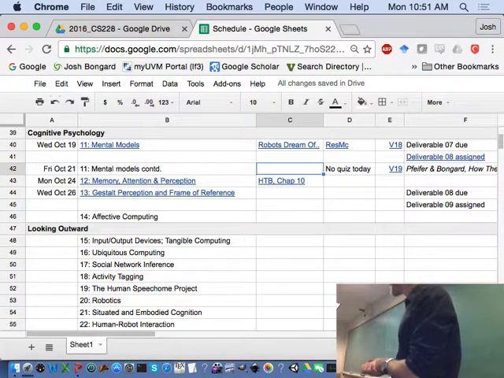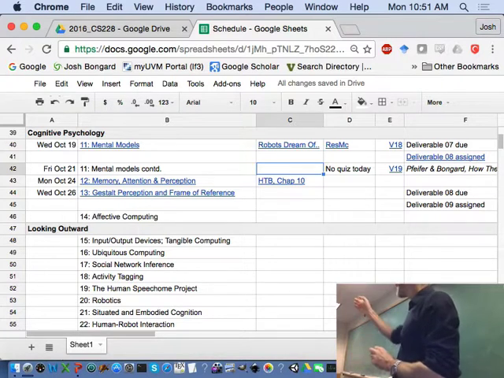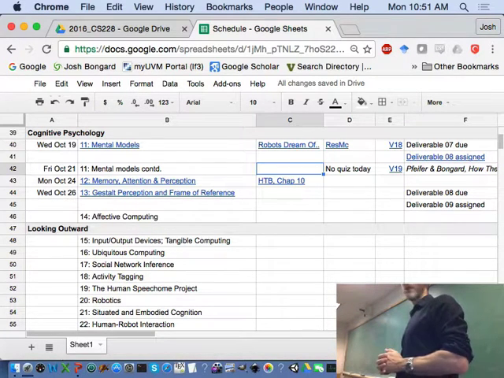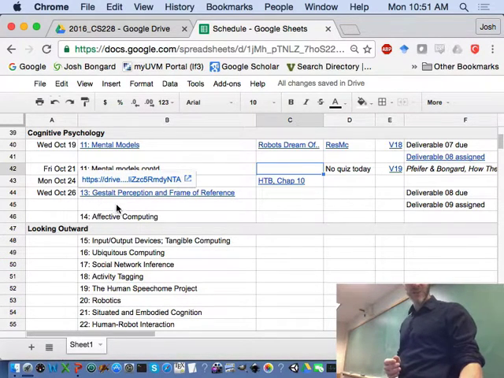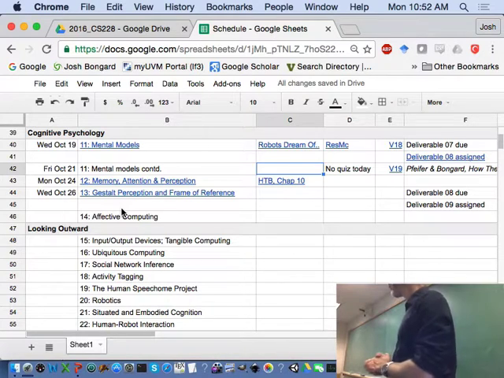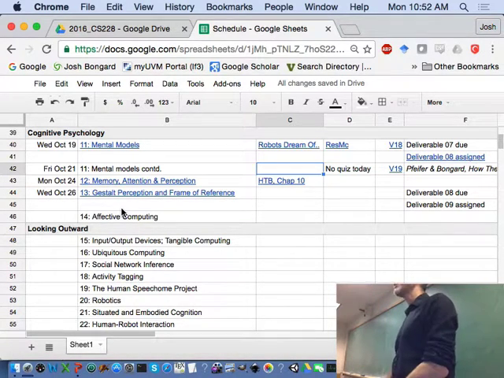We're going to talk today about memory, attention, and perception. We all know that we have these three things, but how these three things actually work in the brain is a little less clear than mental models or forward models in the brain. We're then going to get into Gestalt Perception. Hopefully, we might start that today. We'll see how things go. In the frame of reference problem, and we'll end with the most subjective aspect of cognition, which is affect or emotion.